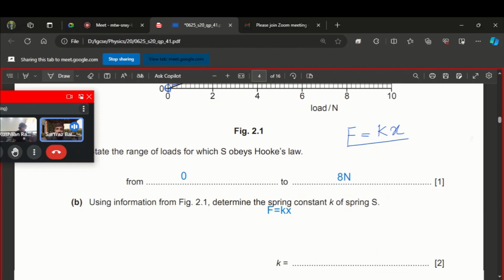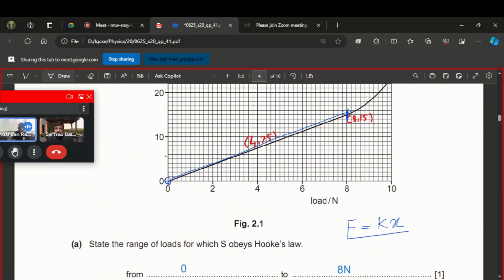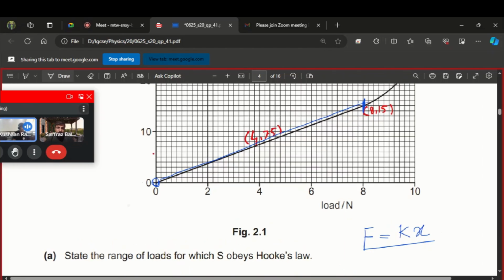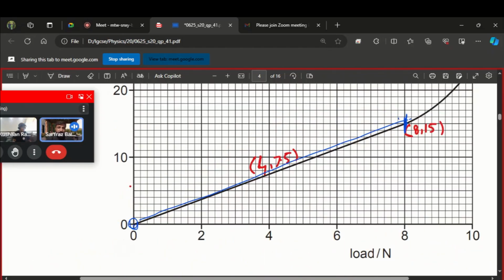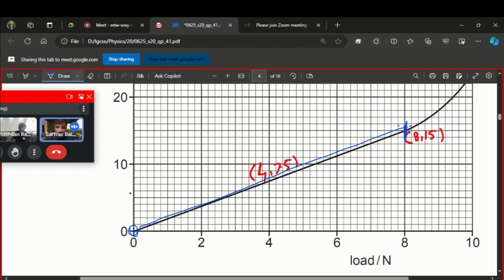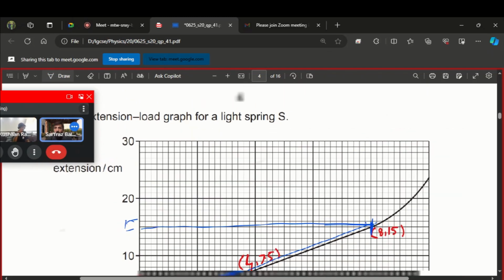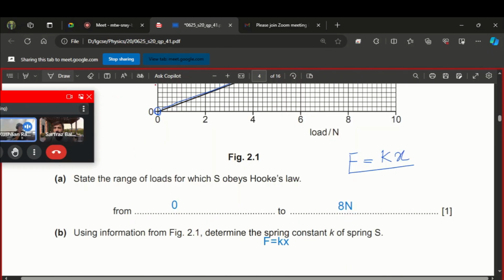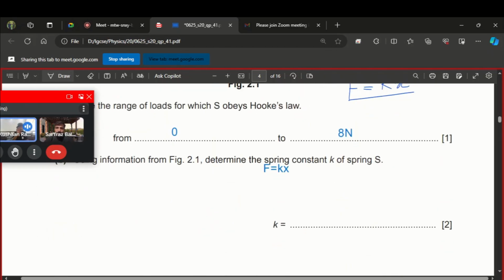And by the way, what is x? X is extension. Yes, so x is the extension which is related to this point. Let me draw this line. So it becomes almost 15. So here extension is 15 meter. Is it okay? Oh, sorry, 15 centimeter. Have you got the thing? Yeah, I get you.